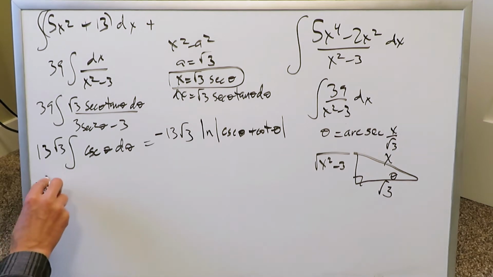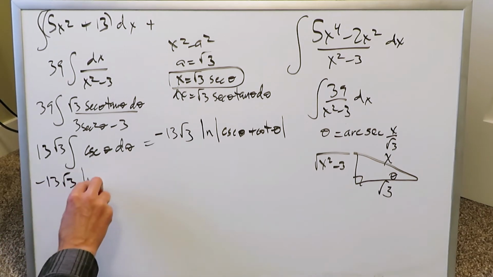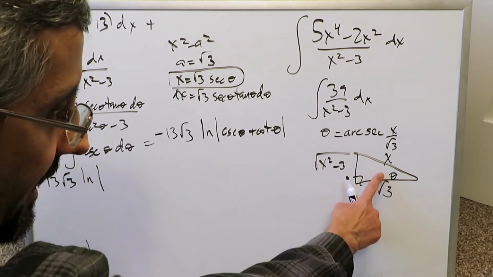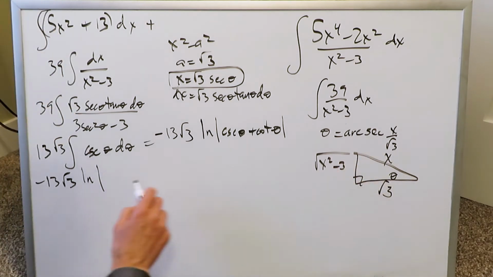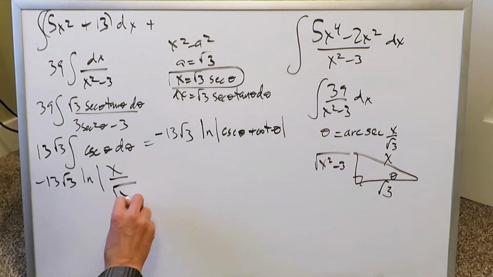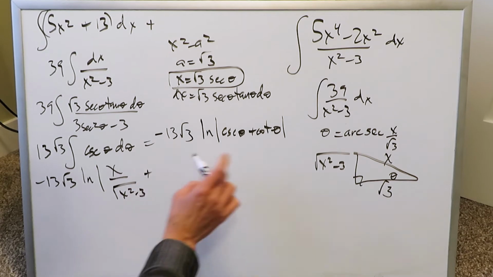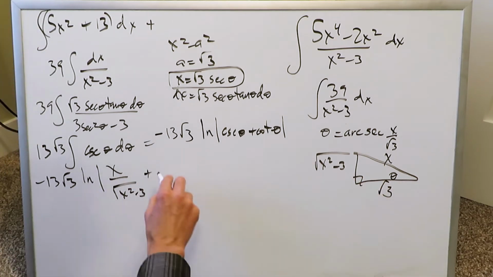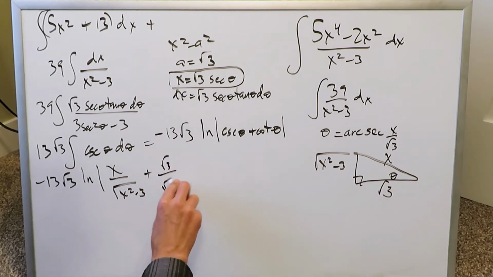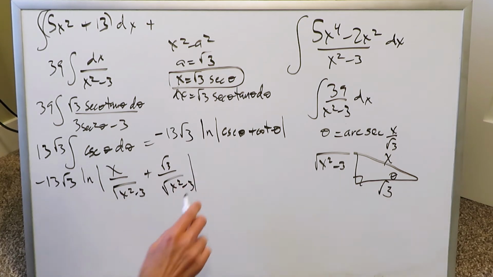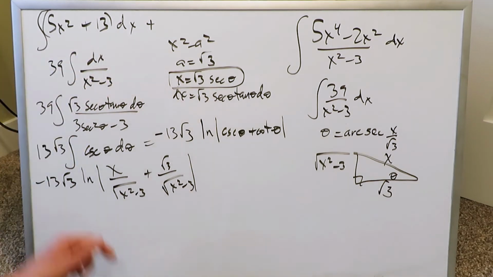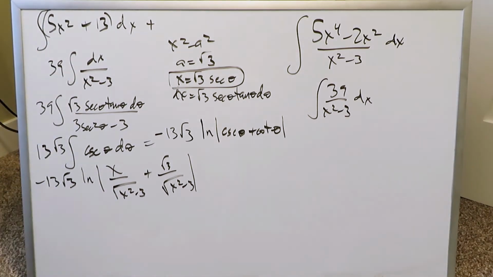And let's come over here. We have minus 13 root 3 natural log. Cosecant of this angle is hypotenuse over opposite, x divided by root x squared minus 3, plus cotangent of this angle is root 3 over square root of x squared minus 3. Now the algebra part begins. The algebra part is everything which relates to this natural log, and then of course we have to add everything here to the end. We'll keep that because that's what has led to this entire procedure.